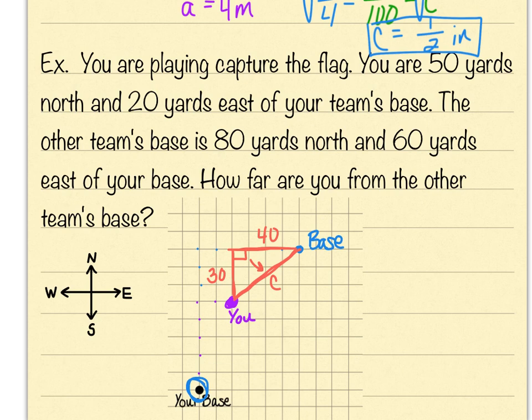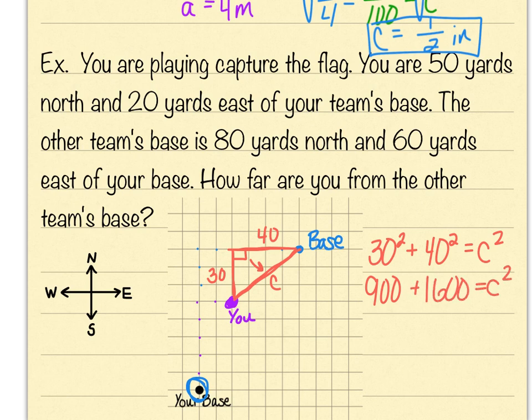So we're going to set up the equation as 30 squared, which is a squared, plus 40 squared, which is b squared, equals c squared. Or 900 plus 1600 equals c squared. 900 and 1600 is 2500. And then we're going to square root both of these numbers, and the square root of 2500 is 50.